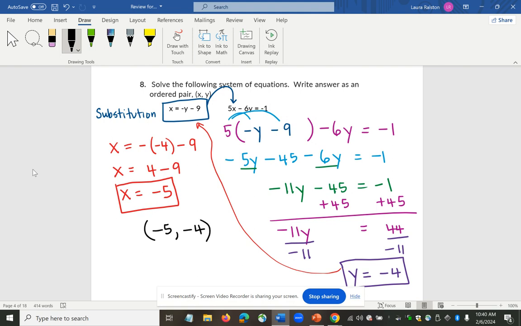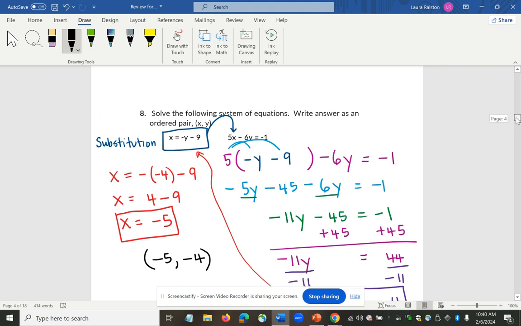So then again, I can take a quick minute and check myself. Okay, let's see if I can do it right up here above this. So we would have negative 5 equals the opposite of negative 4 minus 9. So negative 5 equals 4 minus 9. Negative 5 does equal negative 5. So it checks in the first one.